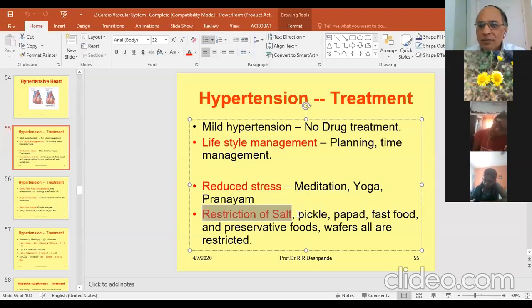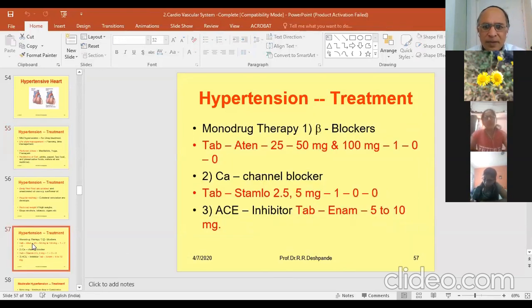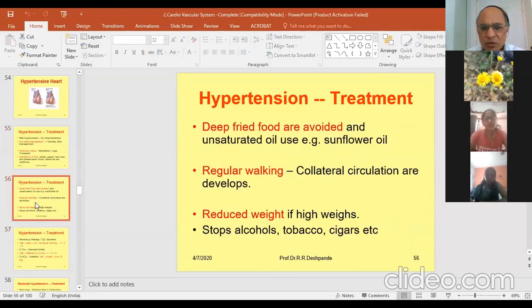Where is the salt? Look here. Pickle, loncha, papad. Everywhere there is salt. Fast food, Maggi, fast food. Salt is there. And preservative foods like wafers, churmure, kurmure, all this should be avoided. I think for moderate hypertension we will see tomorrow, but we have completed mild.